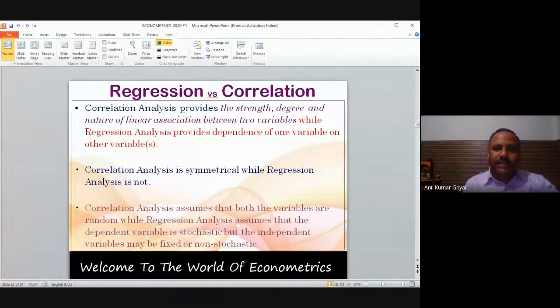So correlation analysis provides the strength, degree, and nature of linear association between two variables, while regression analysis provides the dependence of one variable on other variable or variables. Correlation analysis is symmetrical, while regression analysis is not. Correlation analysis assumes that both the variables are random, while regression analysis assumes that the dependent variable is stochastic, but independent variable may be fixed or non-stochastic. Okay, so independent variable may be non-stochastic, but dependent variable is stochastic.